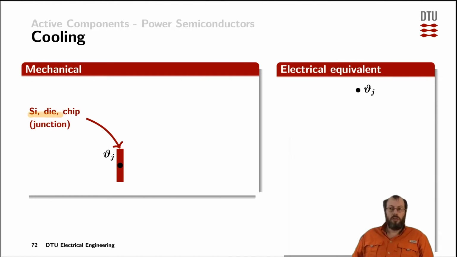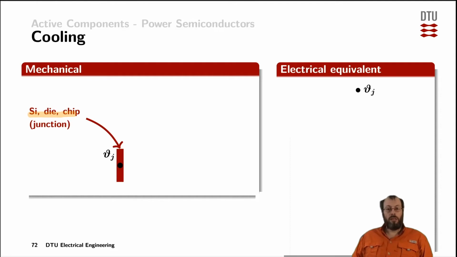So these are different names for the silicon, for the piece of semiconductor, rather small, a few millimeters by a few millimeters typically, inside the package that are the actual semiconductor. Everything around it, the stuff that we mount and the stuff that we're soldering, is the packaging.